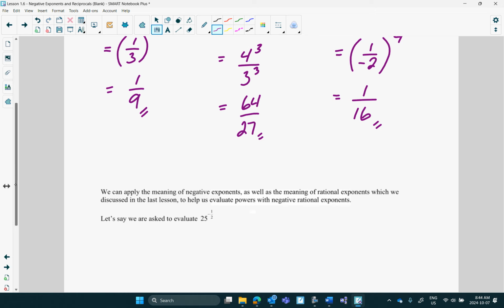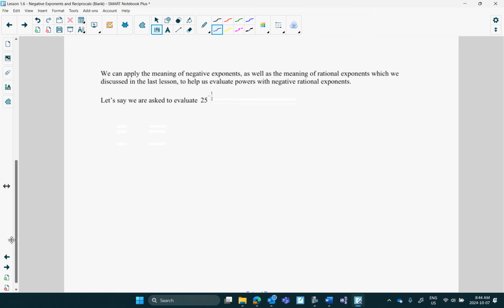What happens when we combine what we did last lesson with what we're doing now? Negative fraction exponents. Well, first thing we want to do is get rid of the negative. So remember, this is the same as 25 over 1 to the negative 1/2. You don't have to write that step. You can jump right to the next step.